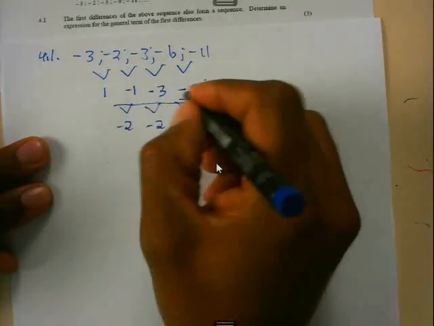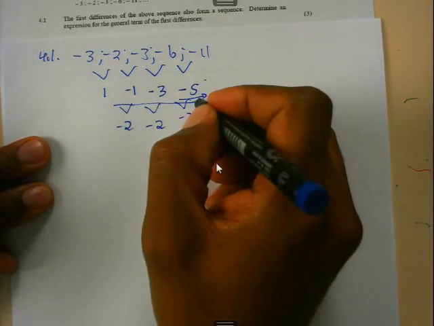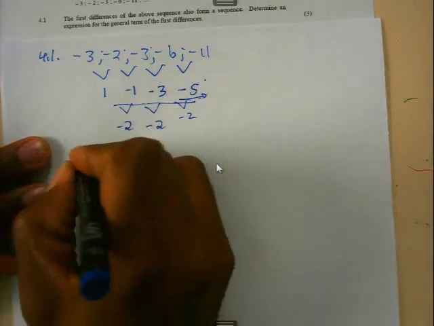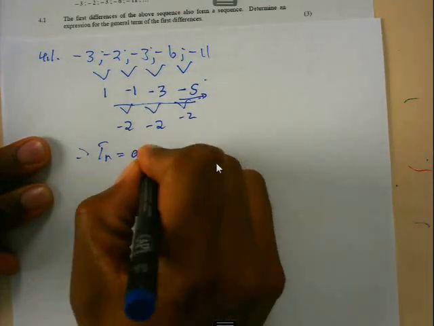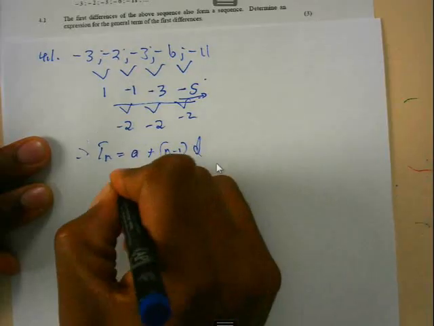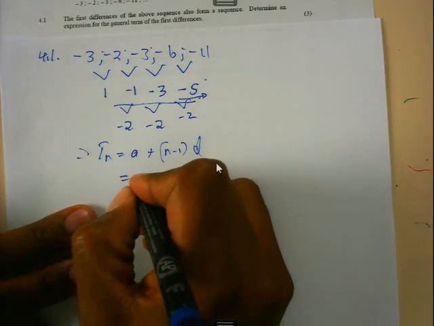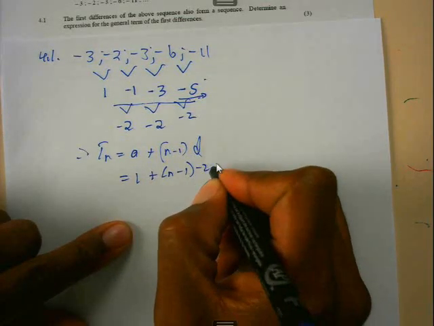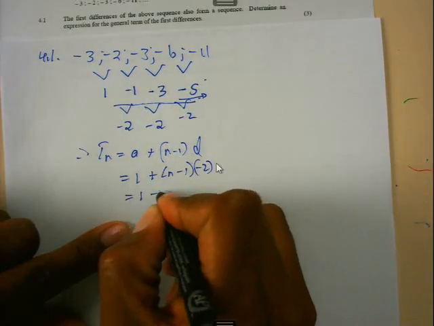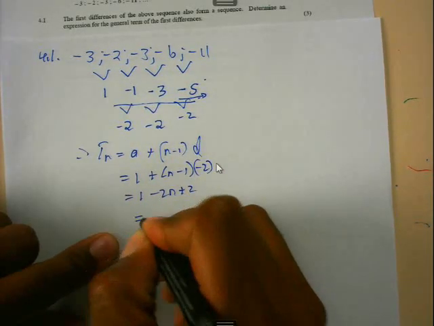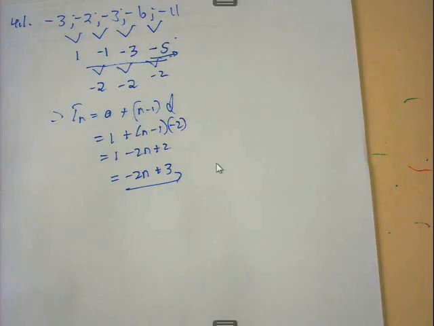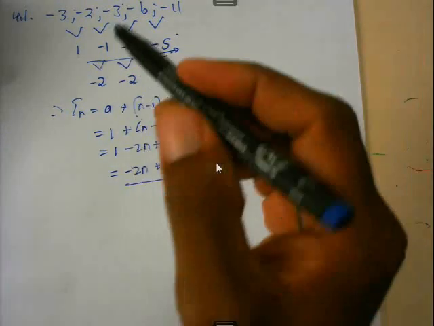Of course, when you look at the pattern now, this sequence is what? It is arithmetic. Why arithmetic? Because the first difference is the same. Therefore, the formula that you must use there is Tn equals A plus (n minus 1) multiplied by D, whereby the first term is 1, and the difference is -2. Therefore, we have 1 minus 2n plus 2. Then you have -2n plus 3. Therefore, the general term here is -2n plus 3.